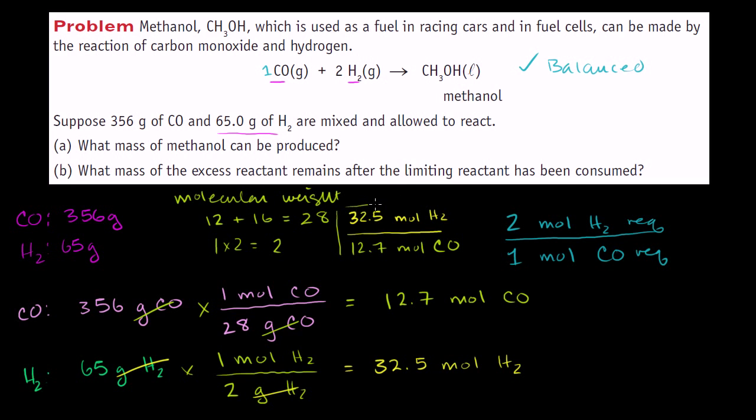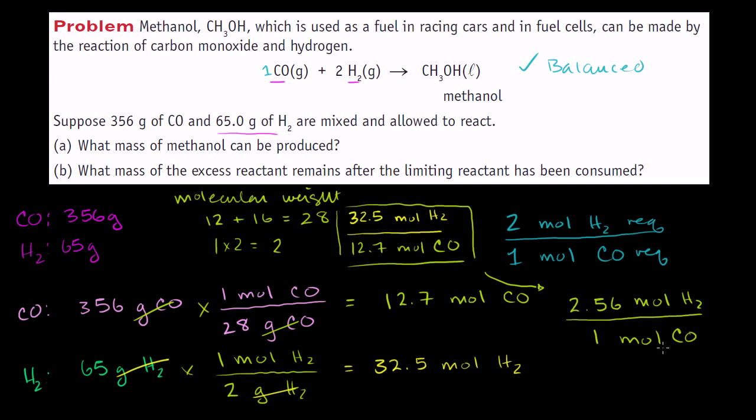I could write this as we have 2.56 moles of molecular hydrogen for every 1 mole of carbon monoxide. So this is what we need for our reaction to occur. This is what the balanced equation tells us. It tells us that we need 2 moles of hydrogen for every mole of carbon monoxide.